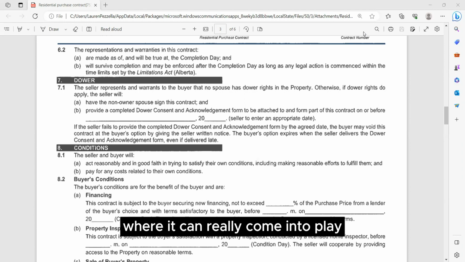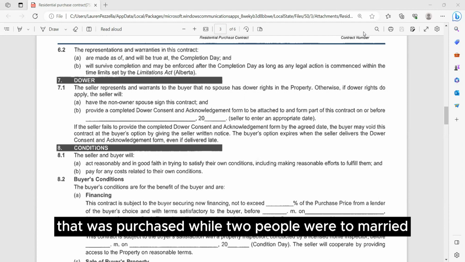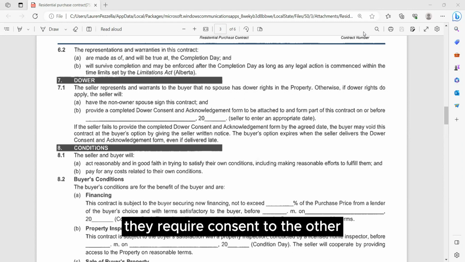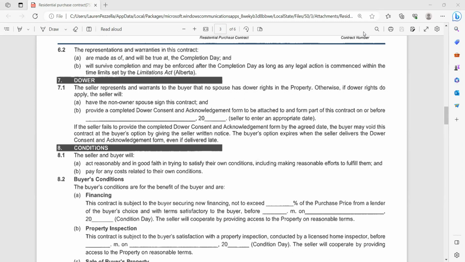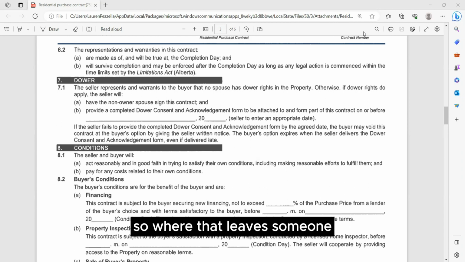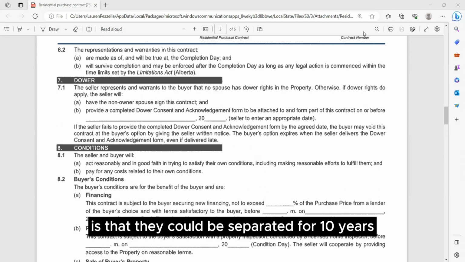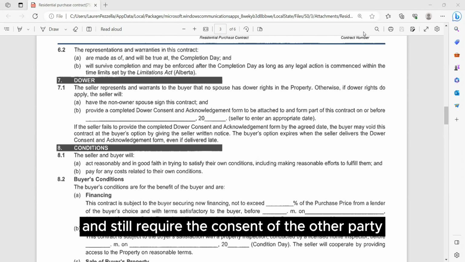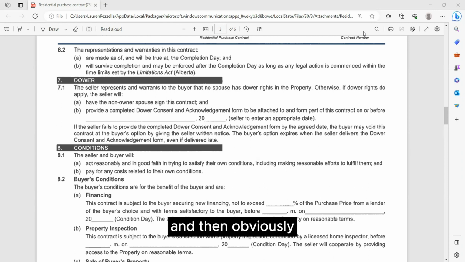Where it can really come into play is if this is a property that was purchased while two people were married, and it's not whether they're separated or not, but while they're married, and either of them lives in that property, because they don't both have to live in that property, they require consent of the other spouse to sell. So where that leaves someone is that they could be separated for 10 years and then want to sell and still require the consent of the other party. And then obviously have to track them down or figure out where they are.